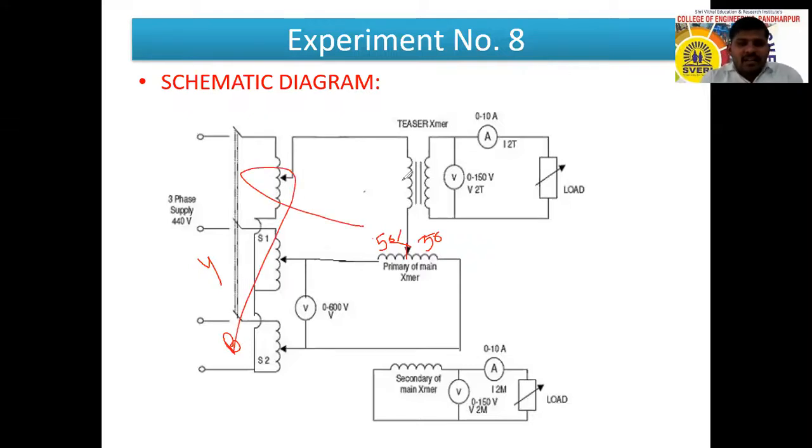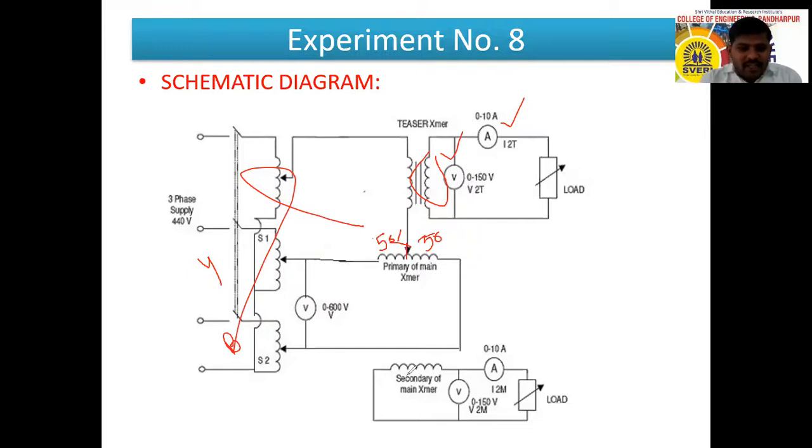See, on the secondary side of the transformer there is one voltmeter, which is connected to measure the induced voltage. There is one ammeter, which is connected to measure the load current of one phase, that is I2 of T, that means the secondary current of the teaser transformer.